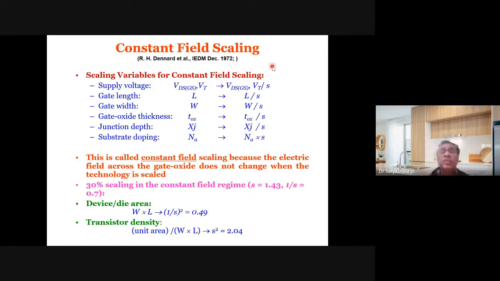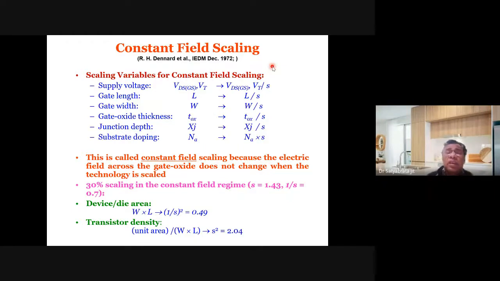In the constant field scaling, what was done? The basic objective is that whatever electric field there was in the larger version of the device, the same electric field should be maintained in the smaller version of the device. We know the electric field is voltage divided by length. So if the voltage is reduced by a factor, that is V is replaced by V by S, and L is replaced by L by S, S being the common factor, then the electric field will be the same. So that was the constant field scaling.